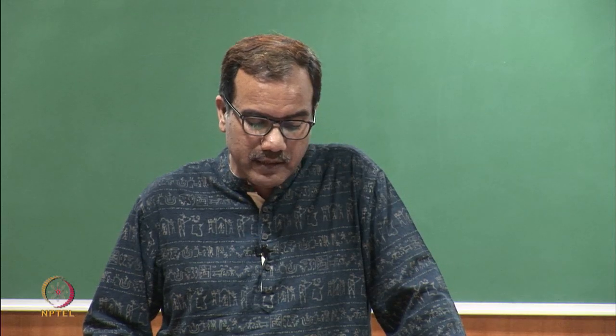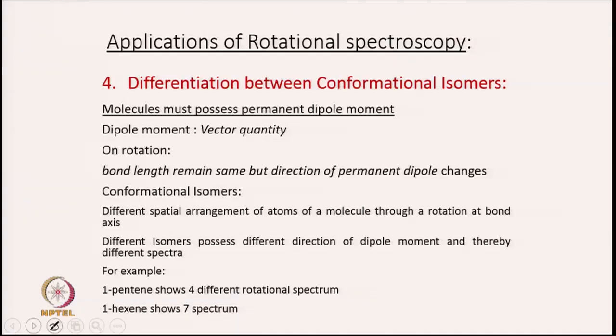There are other applications, such as differentiation between conformational isomers. Conformational isomers will have different dipole moments if they are polar, and on rotation the bond length will remain the same, but the direction of the permanent dipole moment changes.